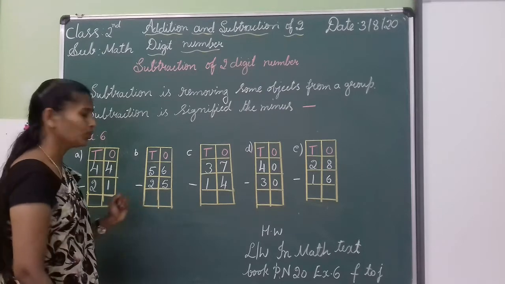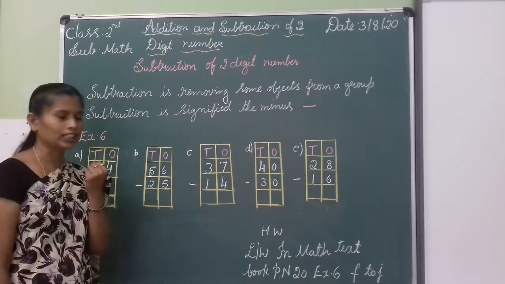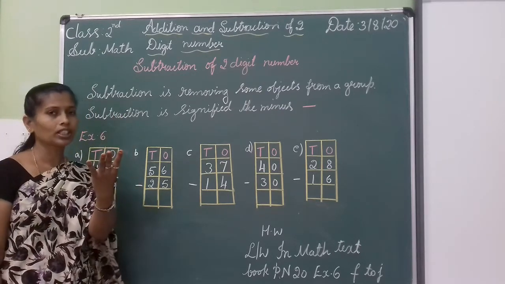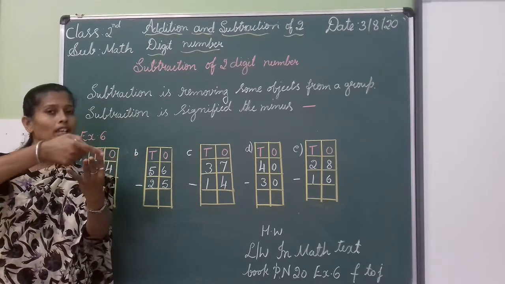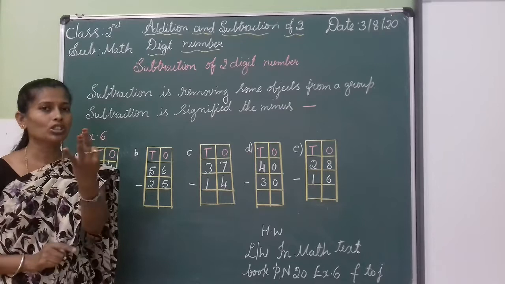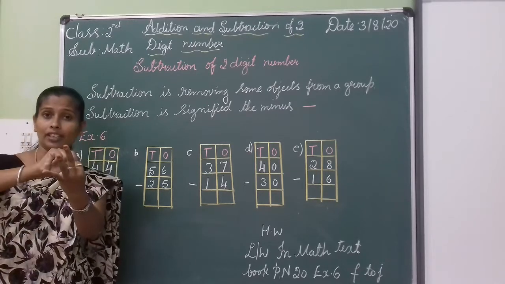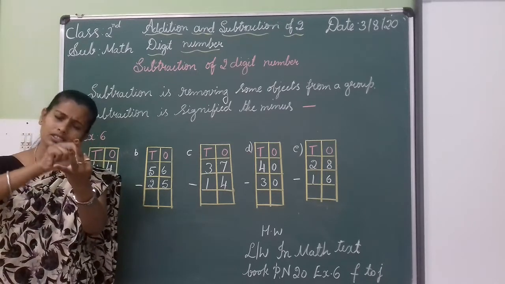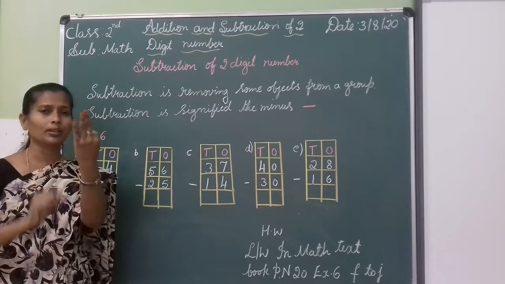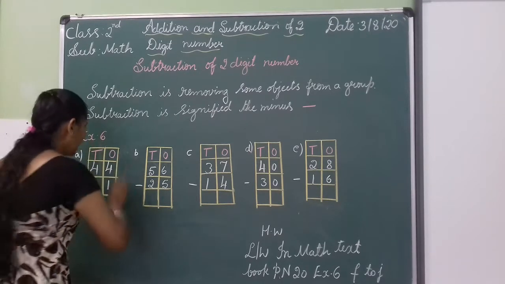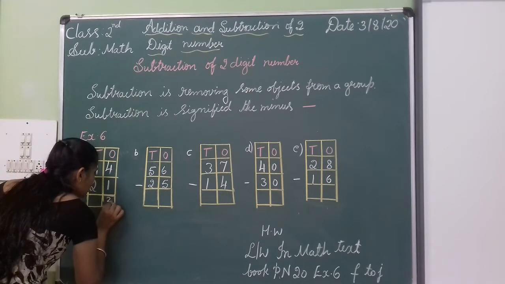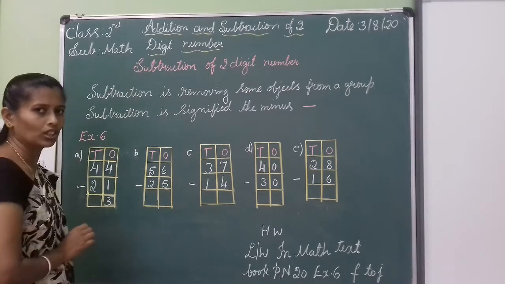Four minus one. How will we do it? You can use your fingers, children. Four. We have to remove one. If I take away one, how many are remaining? One, two, three, right? Three in the ones column. Got it?